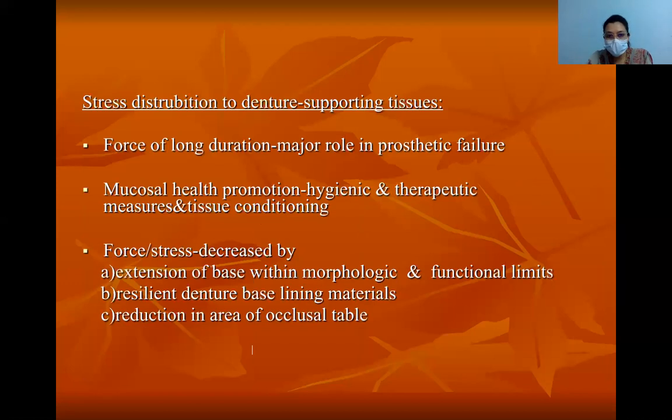Regarding stress distribution to the denture-supporting tissue, forces of long duration play a major role in prosthetic failure. Mucosal health promotion, hygiene and therapeutic measures, and tissue conditioning are very important. Force and stress decrease by extension of the base within morphologic and functional limits. Resilient denture base lining materials and reduction in the area of the occlusal table become important to reduce the force and stresses.